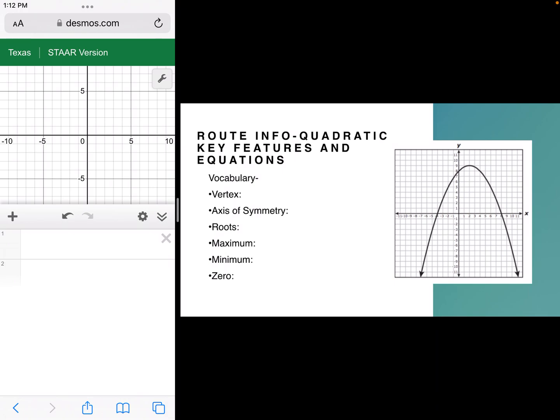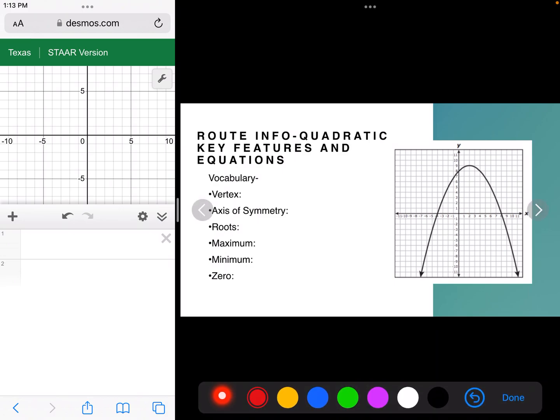Alright, so some vocabulary on this for you to fill out. A vertex is the highest or lowest point on a graph. That is, in this case, this point right here. That vertex is also called a maximum. So you can label that the vertex, and you can label it a maximum as well.